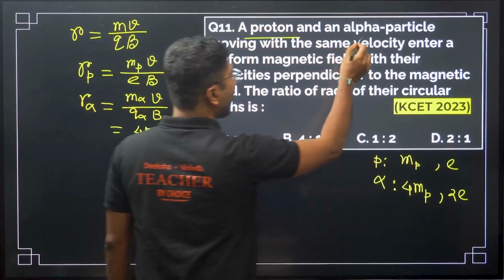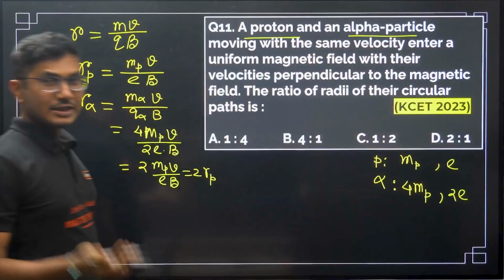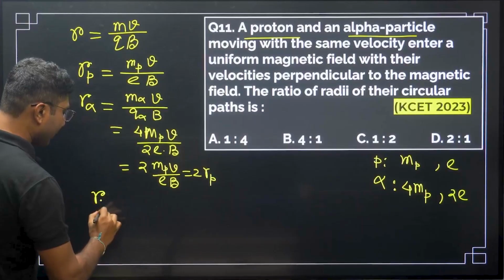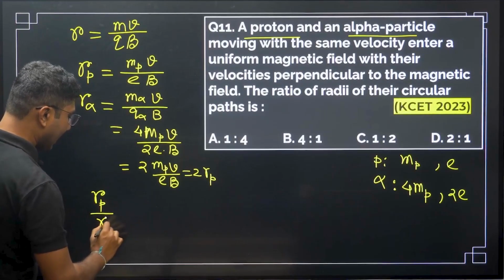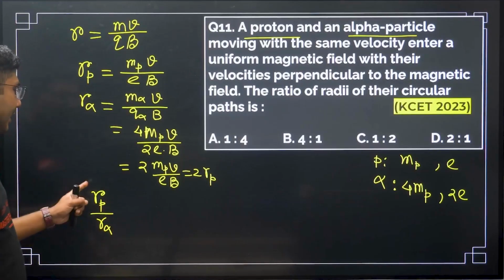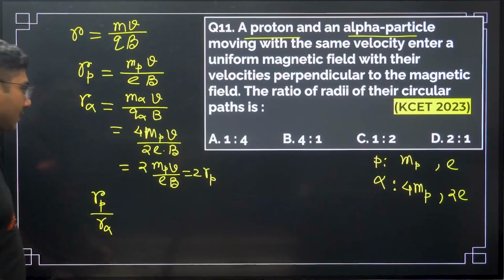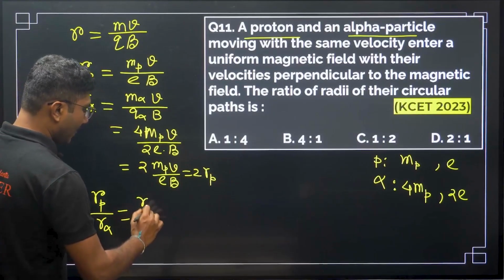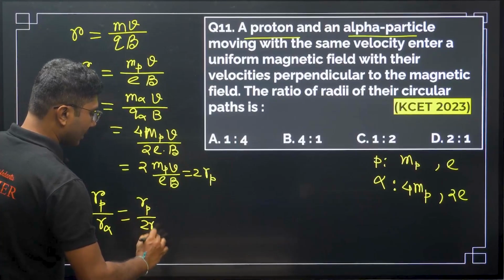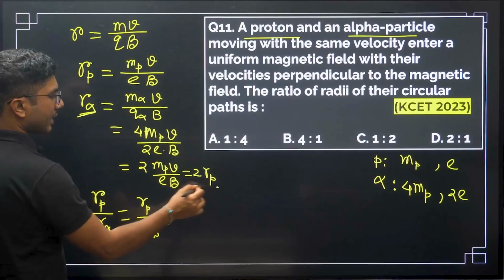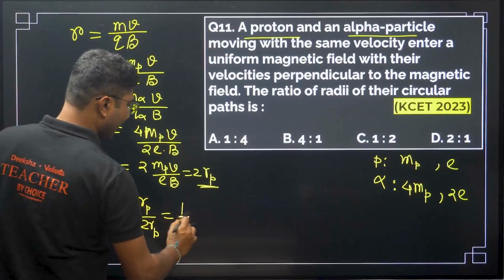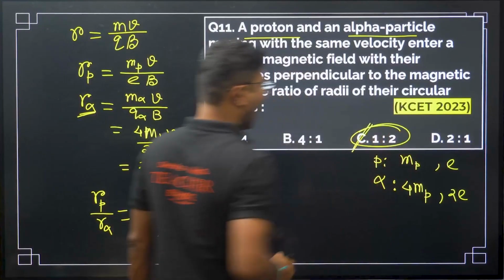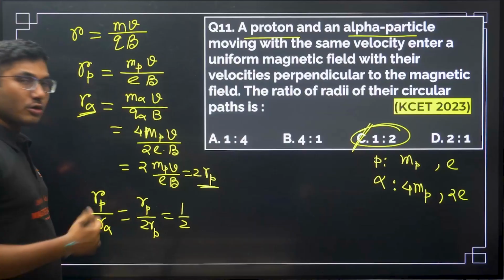A proton and alpha. So first is proton, next is alpha. So what are we trying to find? We are trying to find rp by r alpha, the radius of proton by r alpha. So it will be rp by 2 rp, right? R alpha is twice of rp, so it will be 1 by 2, that is, the answer is 1:2. The answer will be 1:2, not 2:1.